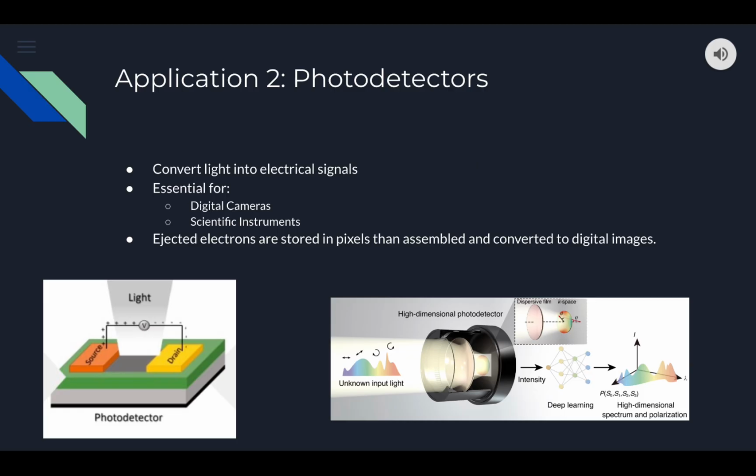Any scientific equipment that uses light measurement also utilizes photodetectors. Things like spectroscopy machines, such as the IR or UV-vis, are only functional because they have photodetectors in them.